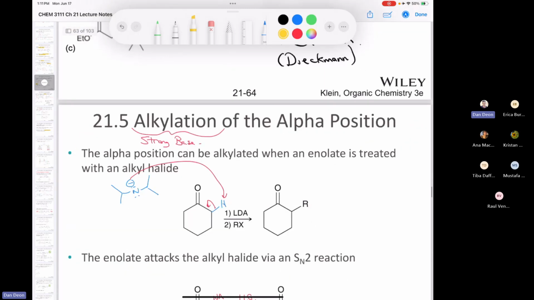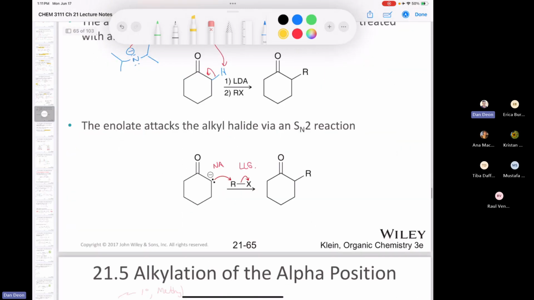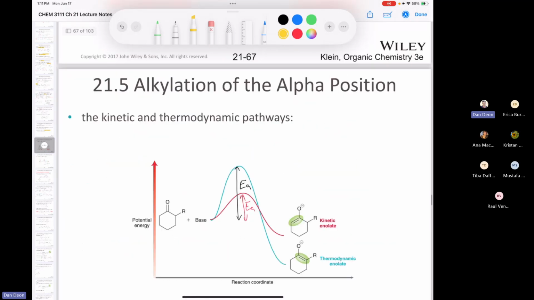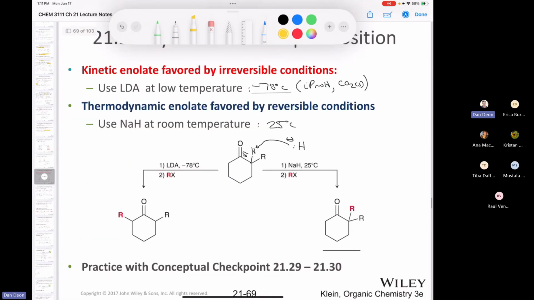Then after that, we looked at alkylation. So we looked at kinetic and thermodynamic enolates, and that was kind of covered here. So we said if we want to do a thermodynamic enolate, we use sodium hydride at room temperature. If we want to do a kinetic enolate, we use LDA at minus 78 degrees Celsius.